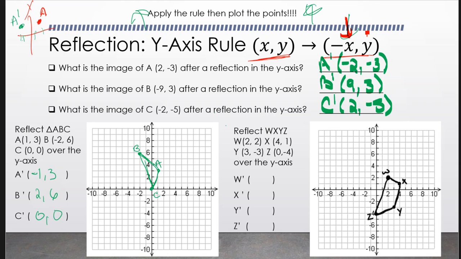My new A is going to be negative 1, 3. So it's right here. It's my A prime. And my new B is going to be positive 2, 6. So right here. And we connect it. C is still the same, so I should be putting a C prime there. And again, I always shade in the new one.